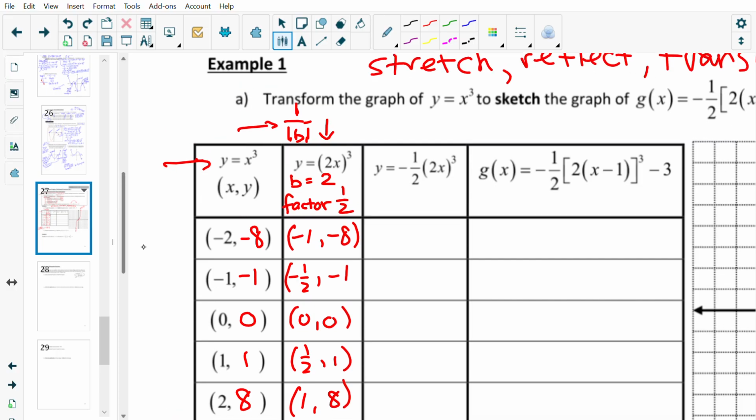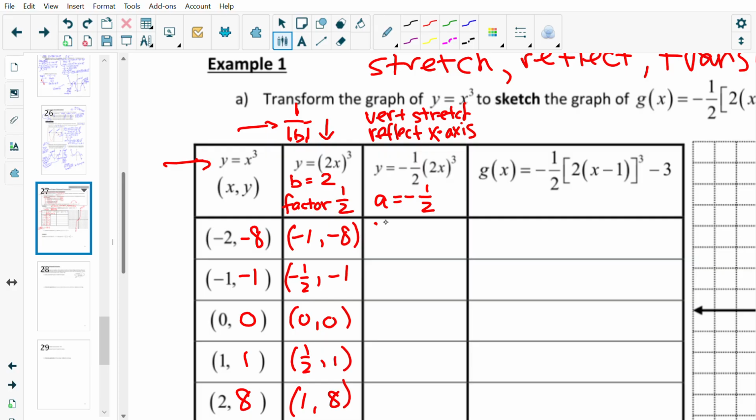Okay, next step. y equals -1/2 times 2x in brackets cubed. So this is our vertical stretch. A equals -1/2. Okay, this one, I'm going to do two things: vertical stretch and reflect in the x-axis. Okay, because I have that negative 1/2.